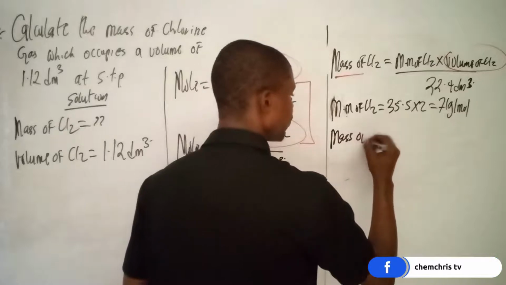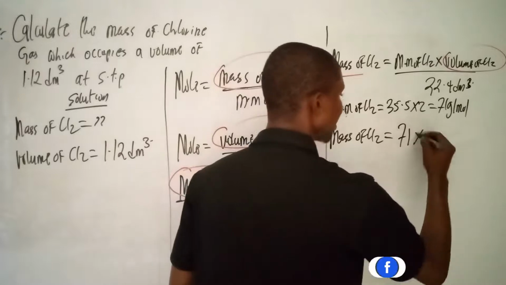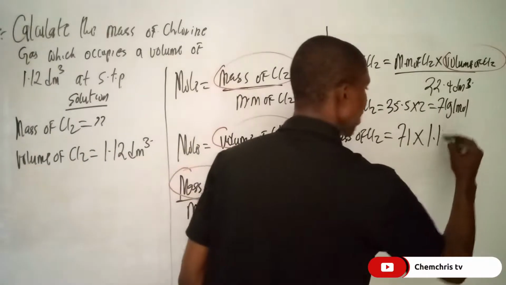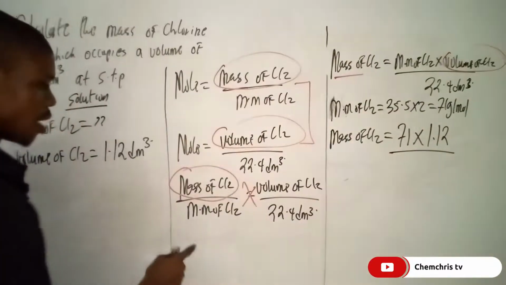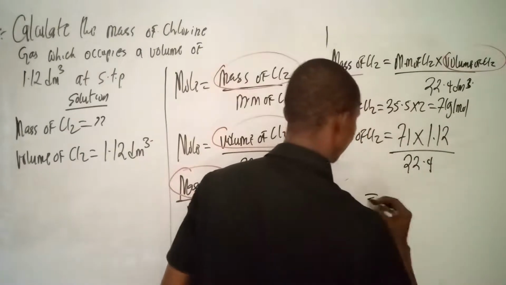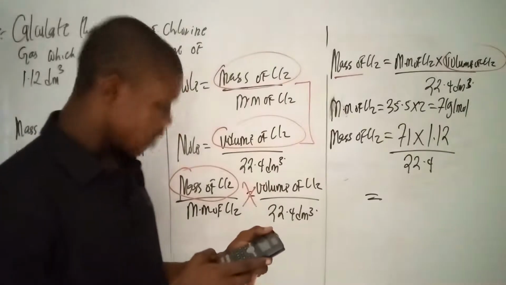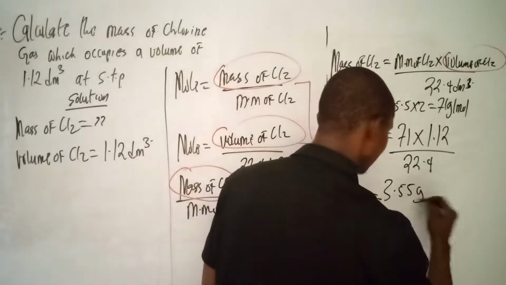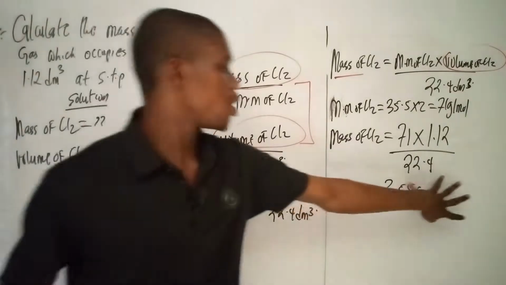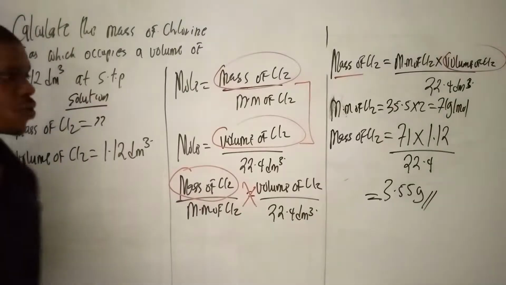So now let's substitute our values. Mass of Cl2 is equal to the molar mass of Cl2, which is 71, times the volume of Cl2 given to me, which is 1.12, all over 22.4 dm³. So multiply and your answer will be 3.55 grams. You see that? So this is how to use your formula method to calculate mole concept.